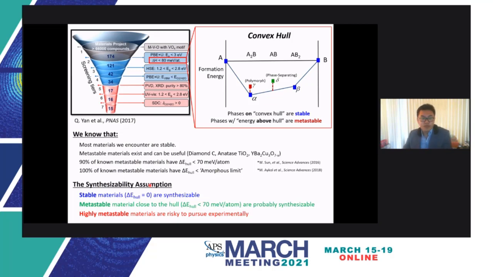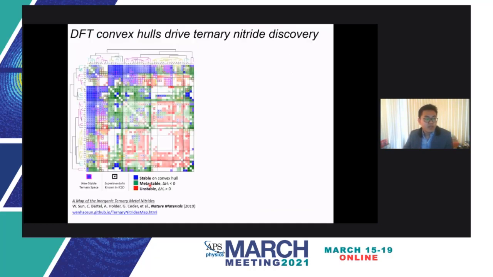These synthesizability assumptions are pretty good. You can use this to do a lot of exciting materials discovery. So here's a paper that I published last year. This is how we use DFT convex hull to drive ternary nitride stability.